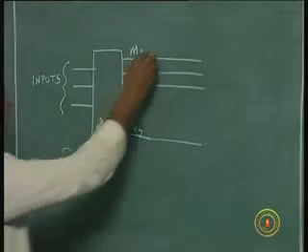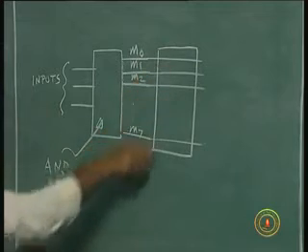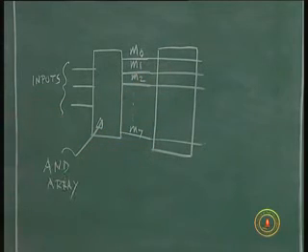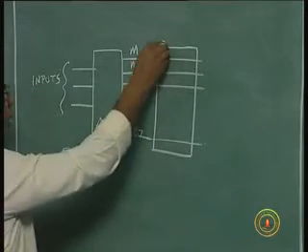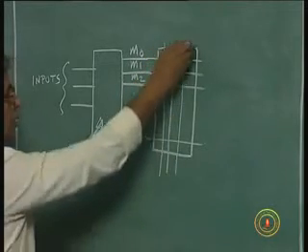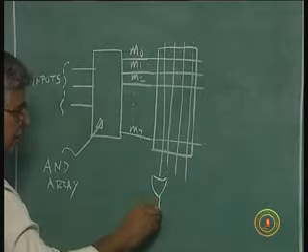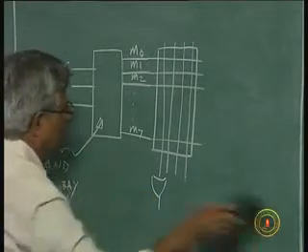So I will draw this symbolically, even though it is very difficult to draw 4 OR gates with 8 inputs each. Symbolically, I will say there are 4 outputs, W, X, Y, Z, which is nothing but a combination of this. Maybe I should draw it a little bigger.